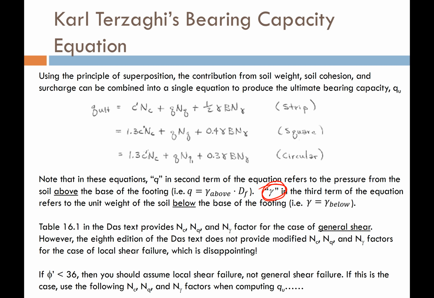But this gamma right here in the third term is the friction term. And remember that friction comes along the sides of the elastic zone. So that is below, or beneath, the footing. So this gamma right here is for the soils below the footing. The gamma that you use to compute the surcharge is for the unit weight of the soil above the footing, up in the surcharge on top.